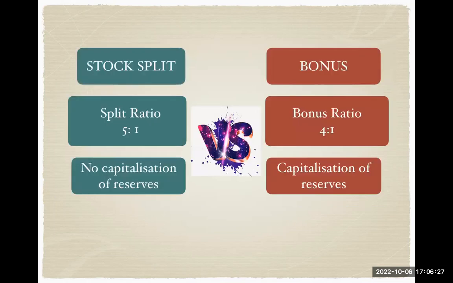So stock split versus bonus, the split ratio has to be clearly understood. In split ratio, 5:1, that means 1 is your present holding, 5 is your post-split holding. Bonus ratio, bonus is 4, present holding is 1. So your total holding is 4 + 1, that is 5. In the case of stock split, there is no capitalization of reserves, and in a bonus, there is capitalization of reserves.